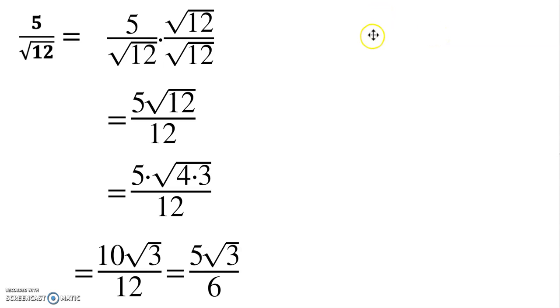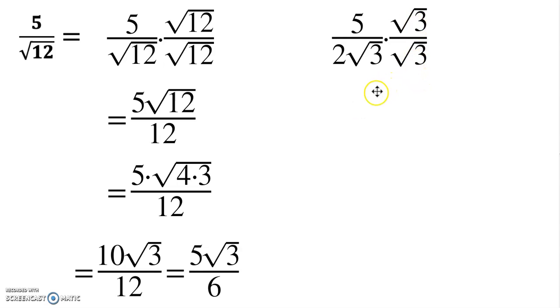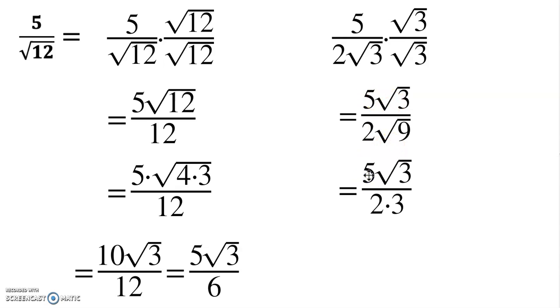The other way is to simplify the 12 first, to say we have 2 root 3 on the bottom. Then we would rationalize with root 3 over root 3. So then we would have 5 root 3 over 2 root 9, which becomes 5 root 3 over 6 when we multiply that 2 root 3. So we got the same answer, just 2 different ways.